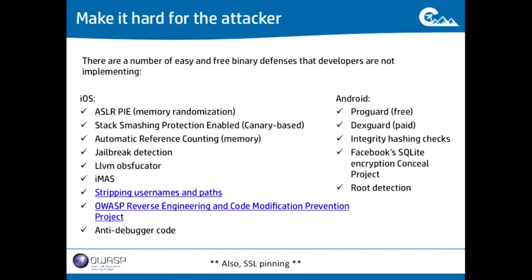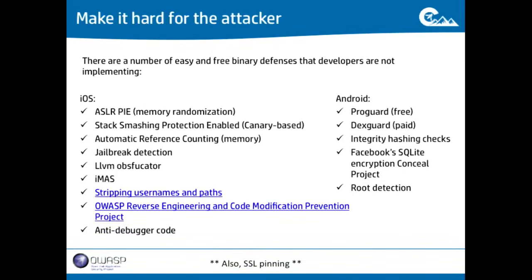There are some other tools too that are free, to obfuscate your code or add routines to do integrity hashing and stuff like that. So one is LLVM Obfuscator. This is a whole discipline itself that will obfuscate Objective-C. I don't know how this is going to work when Swift comes out, so we'll have to see.